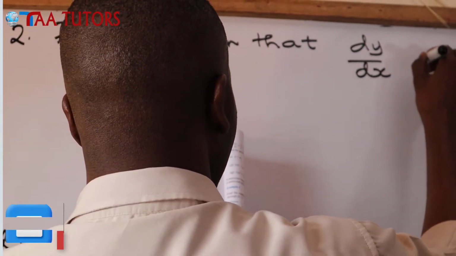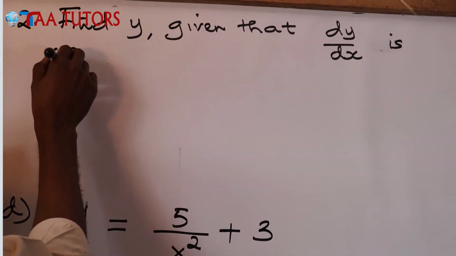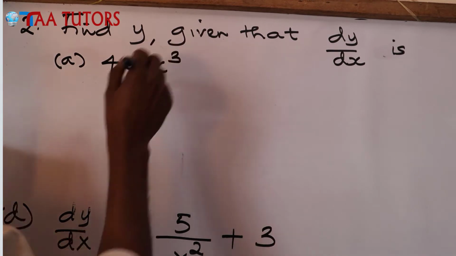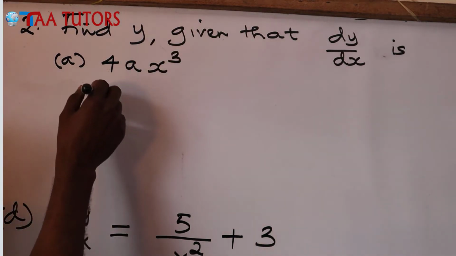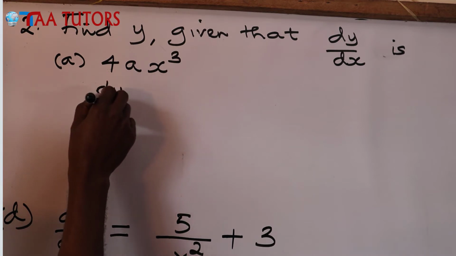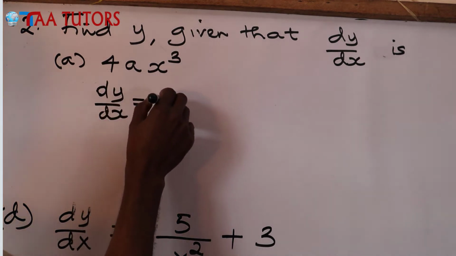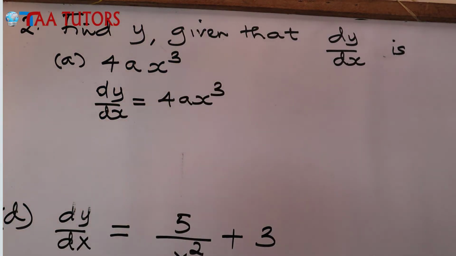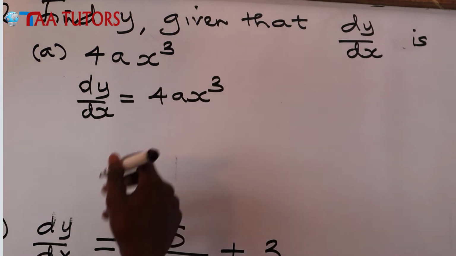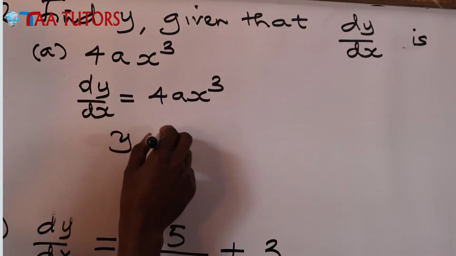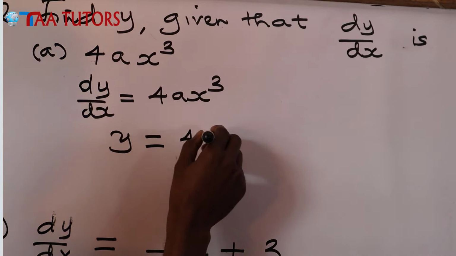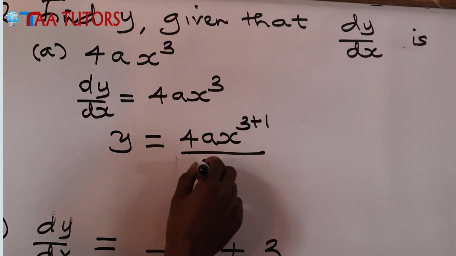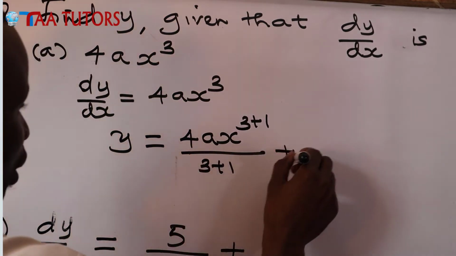dy/dx is, we have 4ax cubed. So dy/dx equals 4ax cubed. Now, one thing we have to know in this particular case is don't worry about the unknowns. We are just going to say y in this case equals 4ax cubed plus 1 divided by 3 plus 1, then plus c.